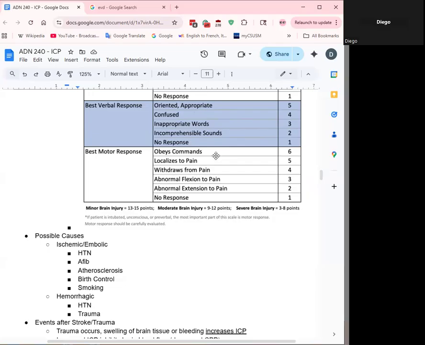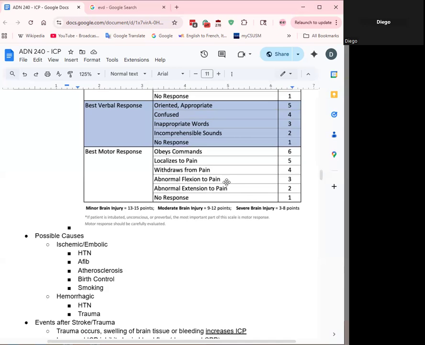The only physical response is to pain. The only physical response to pain is then withdrawing, as opposed to localizes to pain, meaning they're fighting back. So you pinch their traps and they inherently just start swatting at you.